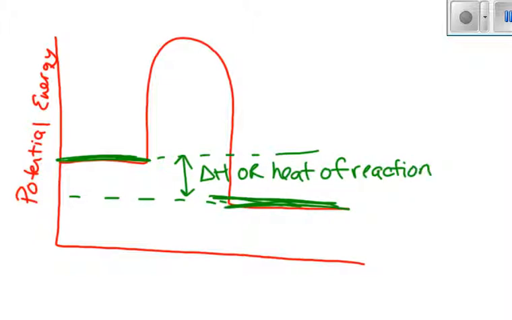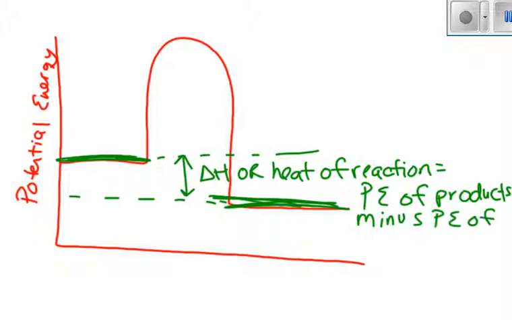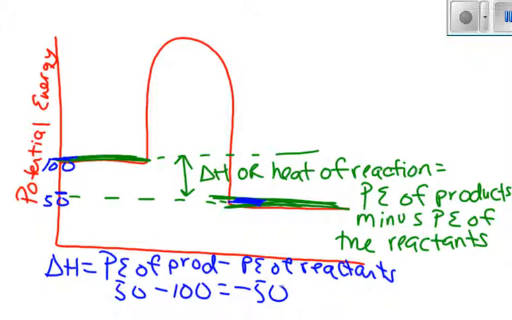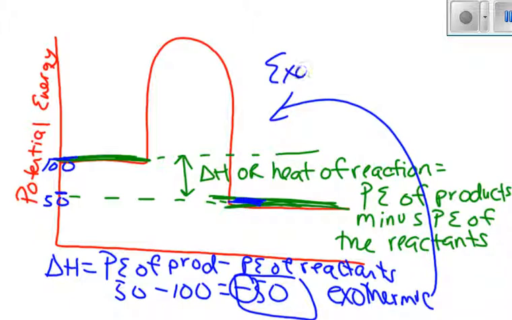And it's equal to the potential energy of the products minus the potential energy of the reactants. So let's say we would put numbers in our graph. Let's say this represents 50, this represents 100. The delta H is equal to the potential energy of products minus the potential energy of the reactants. So if we were to plug in the numbers that we have, here the products are at 50, and the reactants are at 100, so 50 minus 100, you would get a negative 50 value. What's the significance of the fact that it's negative is that it's an exothermic reaction. So this diagram is an exothermic potential energy diagram.